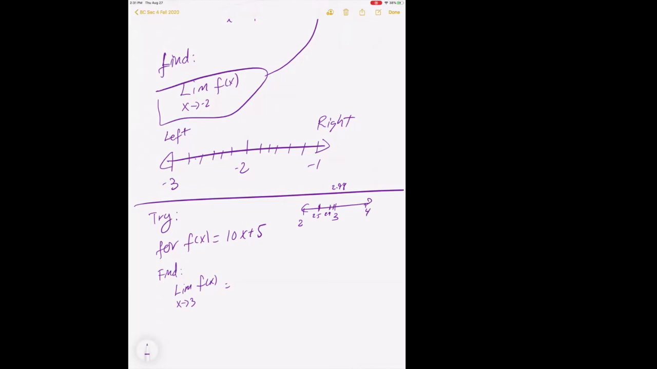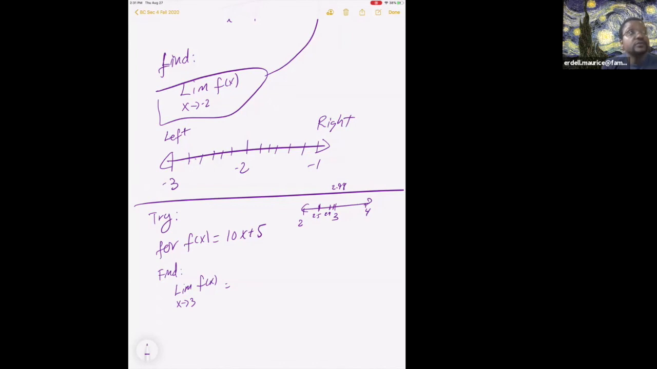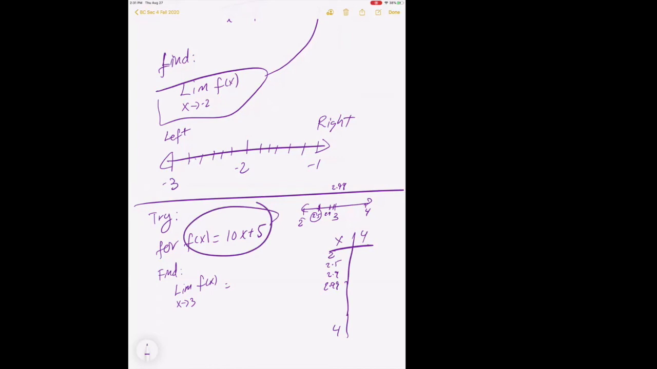Wait, so after you do the left side, you do the right side, and then you draw a table? Yes. And on the table, you put all those numbers in. So x comma y, plug in 2, 2.5, 2.9, and then numbers on the other side, 4, and so forth and so on. You plug all of them into the equation. Oh, okay. That makes sense.